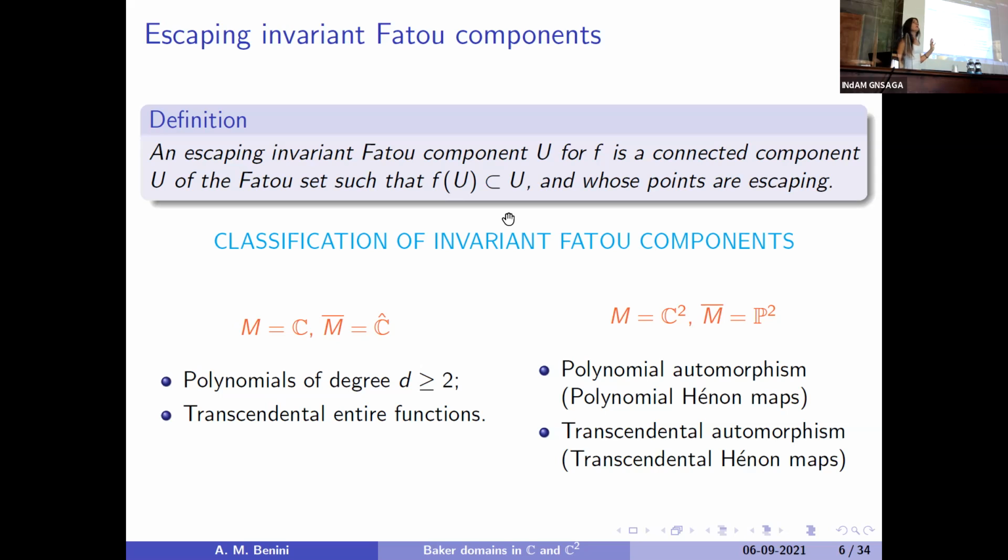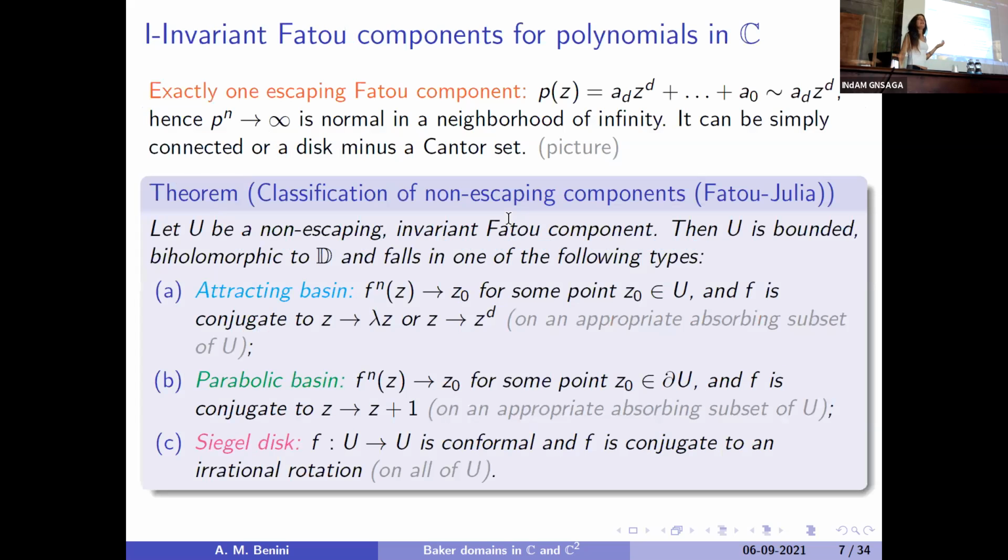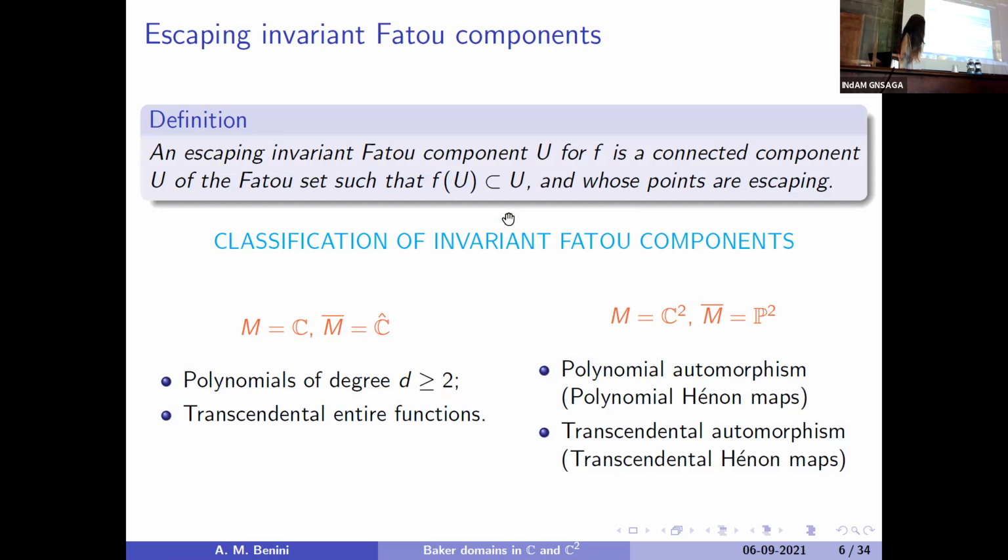What are the examples that we will keep in mind? There are many more, but we will look at polynomials in C. Many of you may have seen the Mandelbrot set or have heard some talk at some point about the iteration of polynomials. Then we will look at what happens for transcendental entire functions, so a function which is entire, holomorphic on all of C, and which has an essential singularity at infinity. And we will draw a parallel between what happens in one variable and what happens when you go to C2.